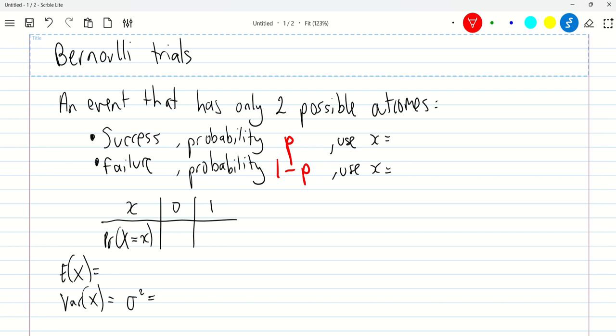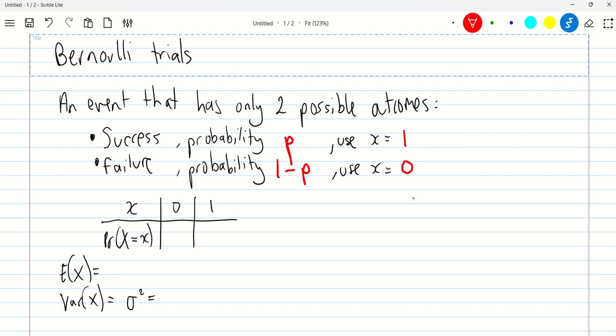And just one more thing is that when we're talking about random variables, we equate success to being x equals 1. So 1 means a success and 0 means a failure. I hope that makes sense, and I'll show you what that means in terms of a probability distribution table.